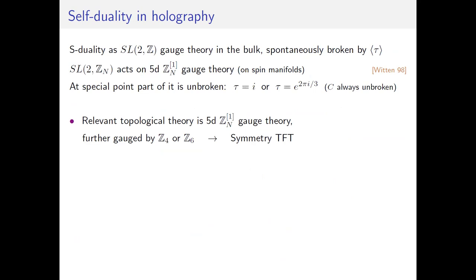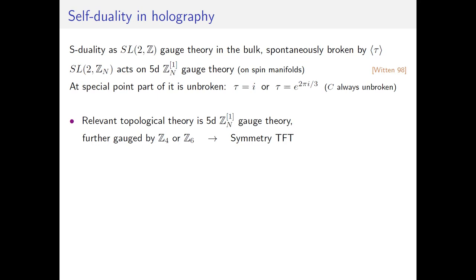Okay, so in gravity, there are no global symmetries. So this SL(2,Z) should be thought of as a gauge theory. However, this is usually spontaneously broken by the fact that there is an expectation value for the axio-dilaton. And so we usually don't talk about this gauge field. In fact, this group acts on this five-dimensional two-form gauge theory. However, if you go to special points, so special values of tau, part of this gauge symmetry will be unbroken. In particular, at tau equal to i, a Z4 is unbroken because there is also charge conjugation, which is the square of S, which is always unbroken. And at this point here, there will be a Z6, which is unbroken.